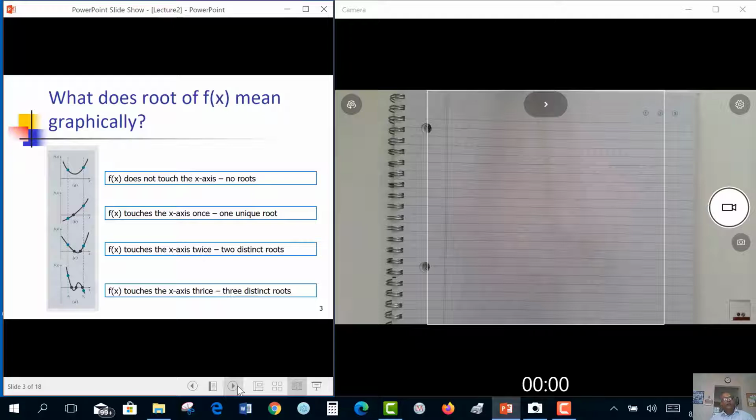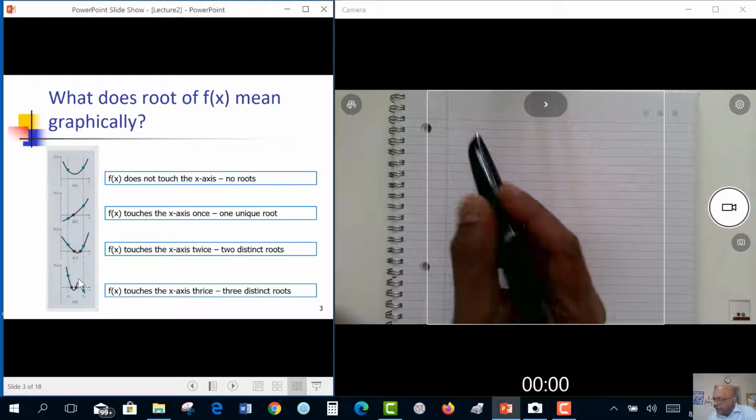So what does root of a function mean graphically? So let's see. So here is a function. It does not touch the x-axis at all. So it is never zero. The function never evaluates to zero. So we say function has no roots. Here is another curve. It touches the x-axis at this black dot. So it has one unique root. Here, this function touches the x-axis twice. So two distinct roots. Here we have three distinct roots.